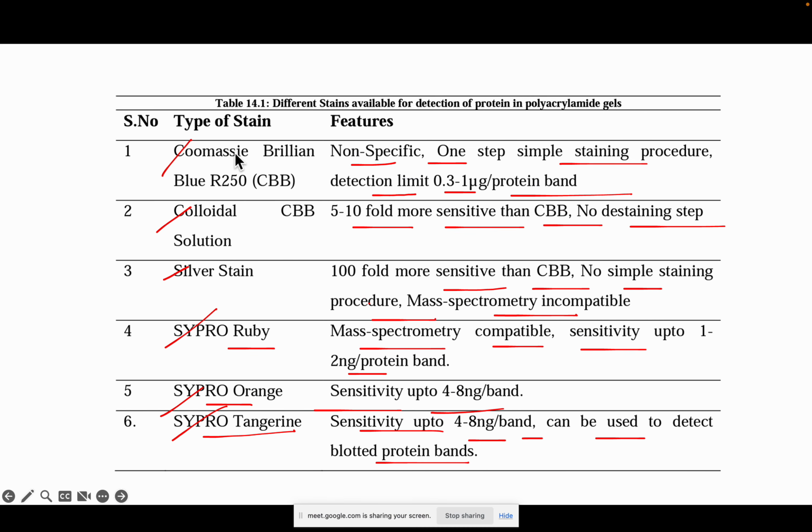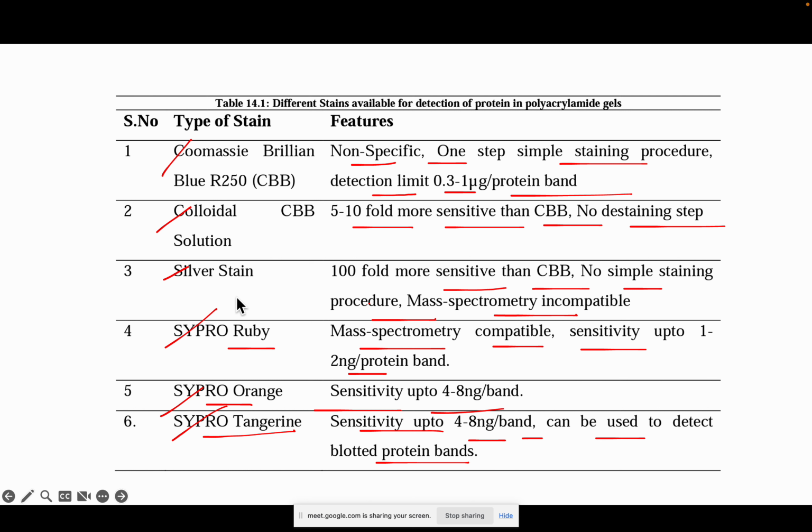And all the principles of Coomassie Blue and Silver stain: Coomassie Blue interacts with proteins, specifically with basic amino acids like lysine and arginine. It interacts through electrostatic interaction with those positively charged basic amino acids. And CBB also has hydrophobic interaction with the aromatic rings.